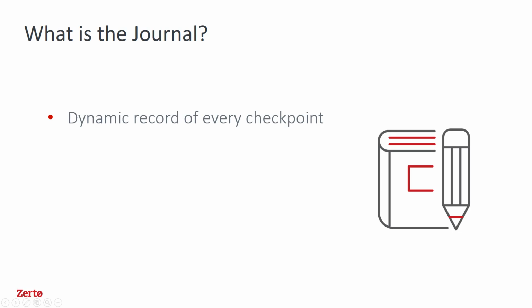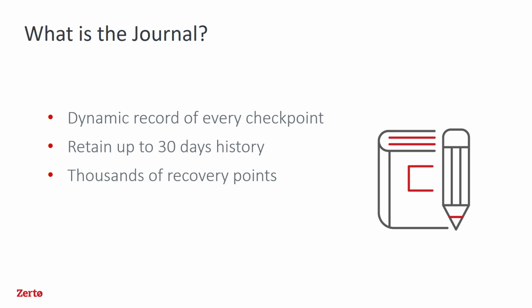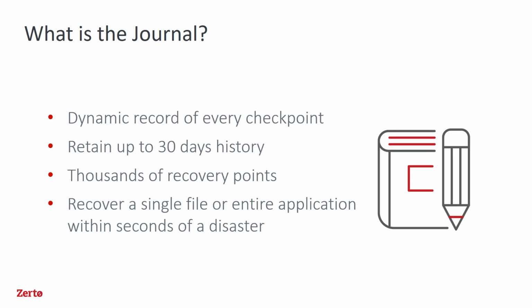The journal is a dynamic record of every checkpoint in a Zerto-protected VM's history. A user-specified journal history can be set to retain up to 30 days' worth of checkpoints. With Zerto's journal-based protection, you can have thousands of recovery points in time for each VM within your virtual protection groups. This means that no matter your disaster, you can recover a file or an entire application within seconds of the event and with consistent and usable data.